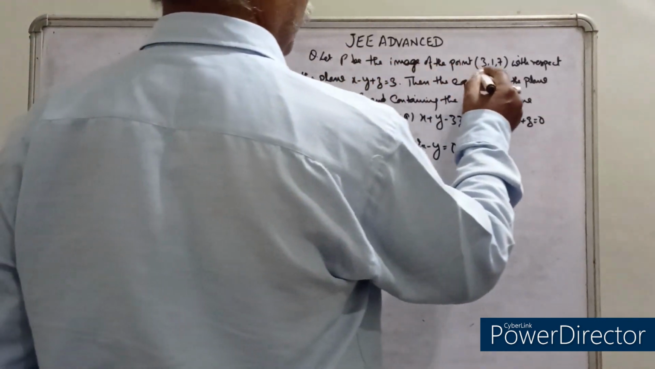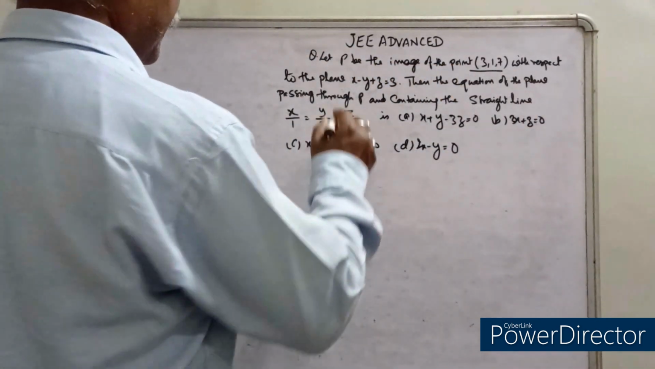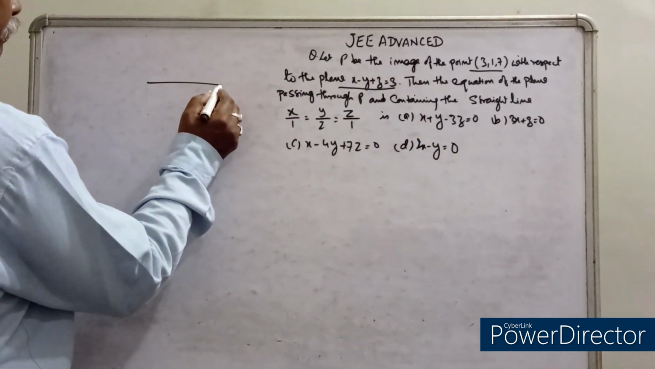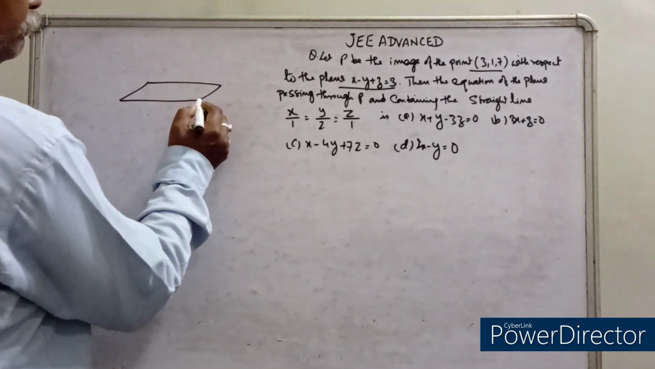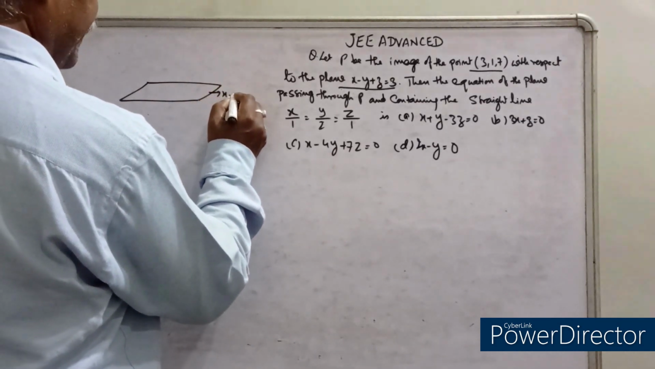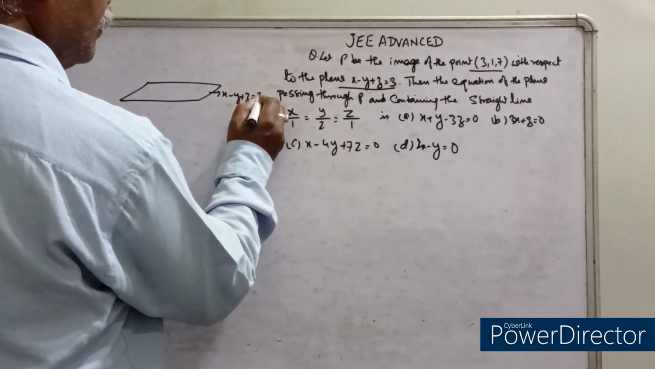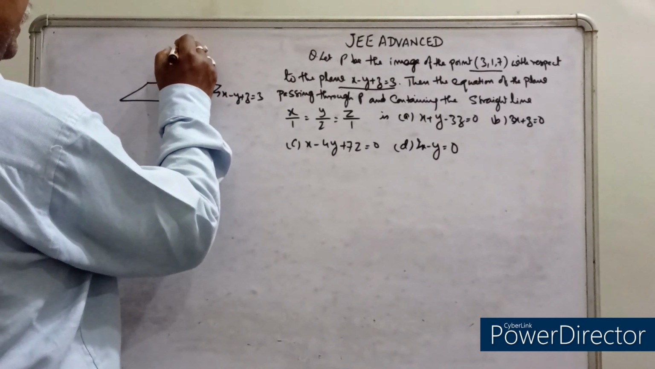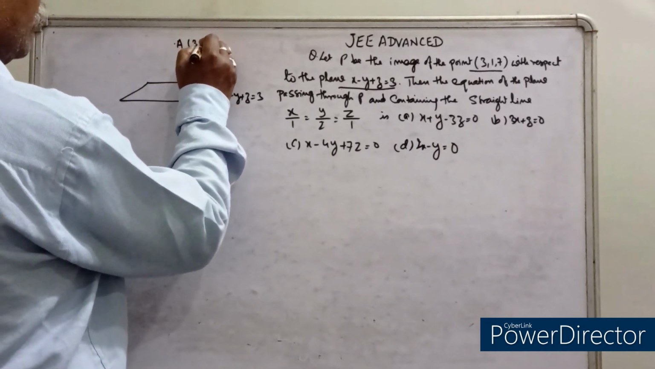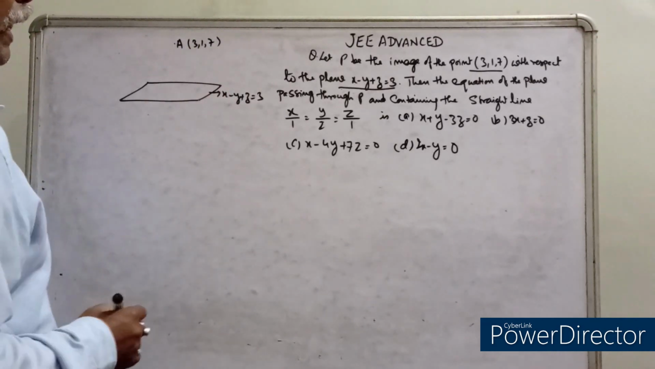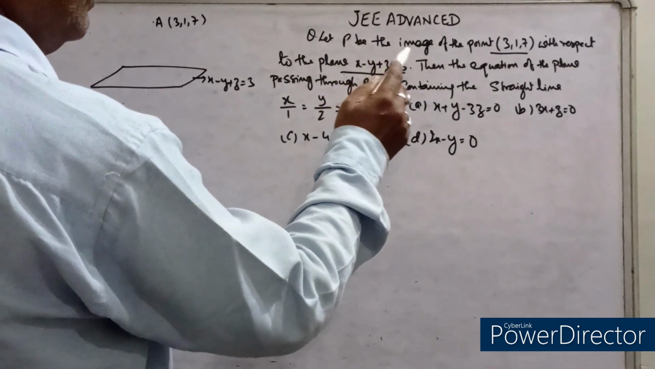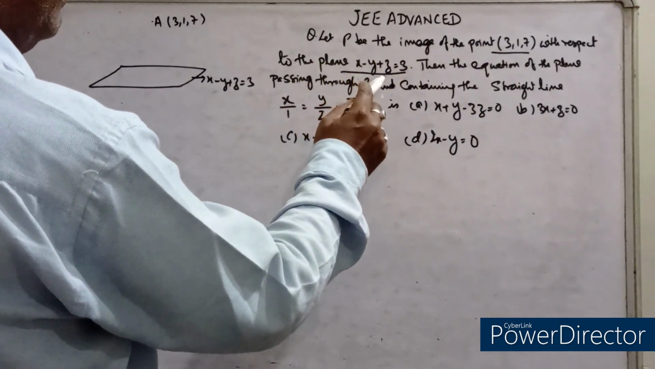Now, today the first question is: let P be the image of the point with respect to the plane. That means the figure is something like this. This is a plane, that is x minus y plus z is equal to 3, and this is the point A, say (3, 1, 7), and P is the image of this point with respect to the plane.